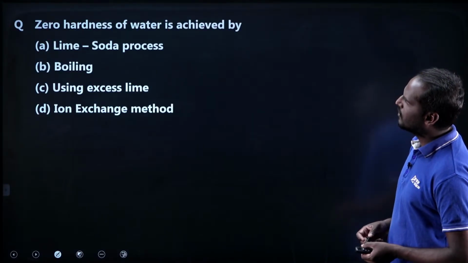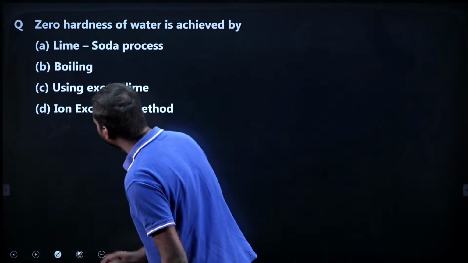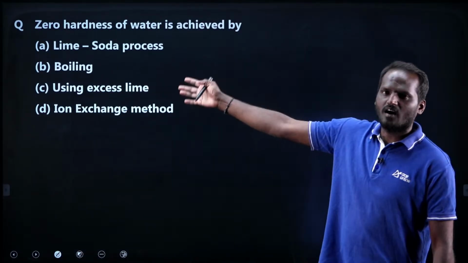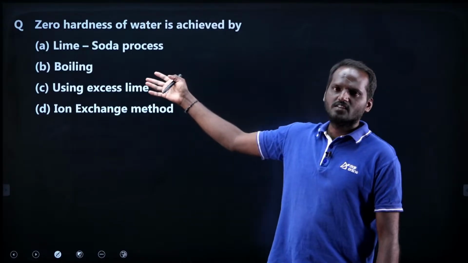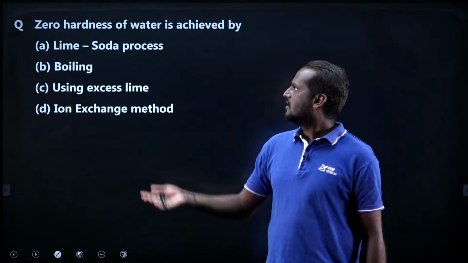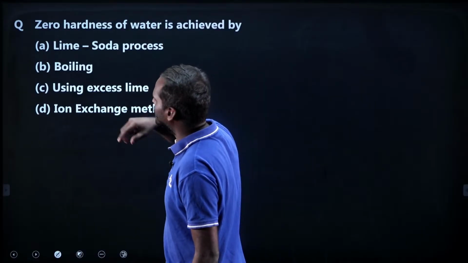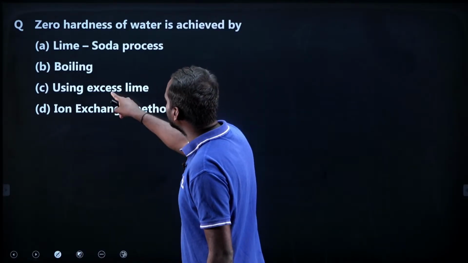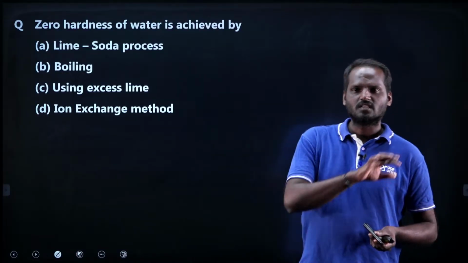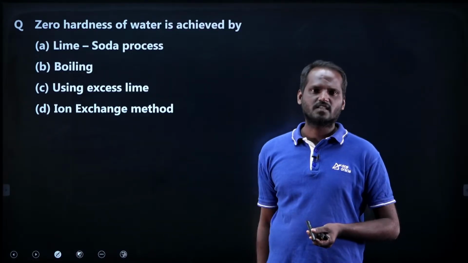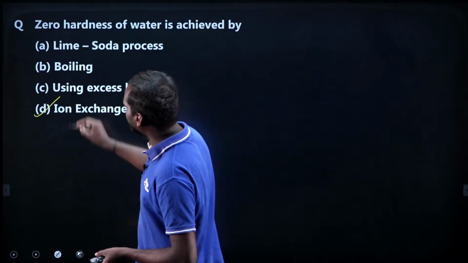Okay, next, zero hardness of water is achieved by what? All the methods given in these options reduce hardness of water. Lime soda reduces hardness, boiling also reduces carbonate hardness from water, using excess lime also removes hardness from water, but zero hardness, meaning the complete removal of hardness, can be achieved only by the zeolite method, that is the ion exchange method.